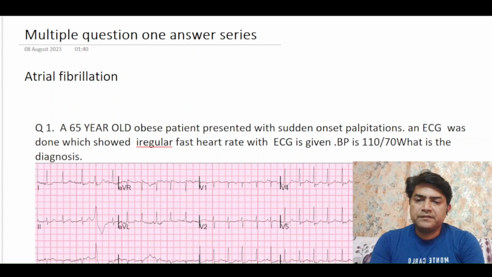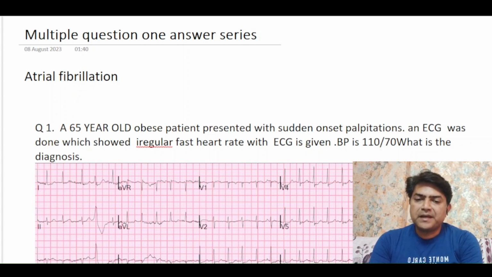A 65-year-old obese patient presented with sudden onset palpitation. An ECG was done which showed an irregular fast heart rate, with the ECG given below. BP is 110 by 70. What is your diagnosis? Now you can see clearly in the ECG that the P waves are not visible, the heart rate is irregular, and the QRS complex is narrow. So it can be either PSVT or atrial fibrillation. But as you know, PSVT is a regular tachycardia and atrial fibrillation is irregular. So the answer here will be atrial fibrillation.